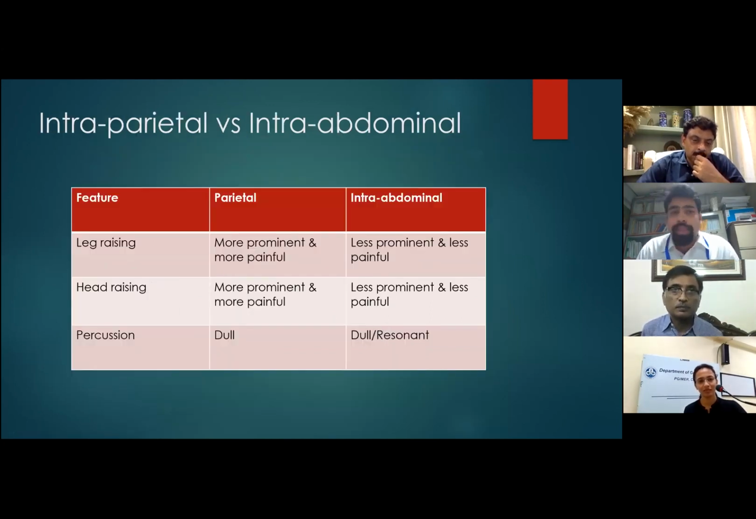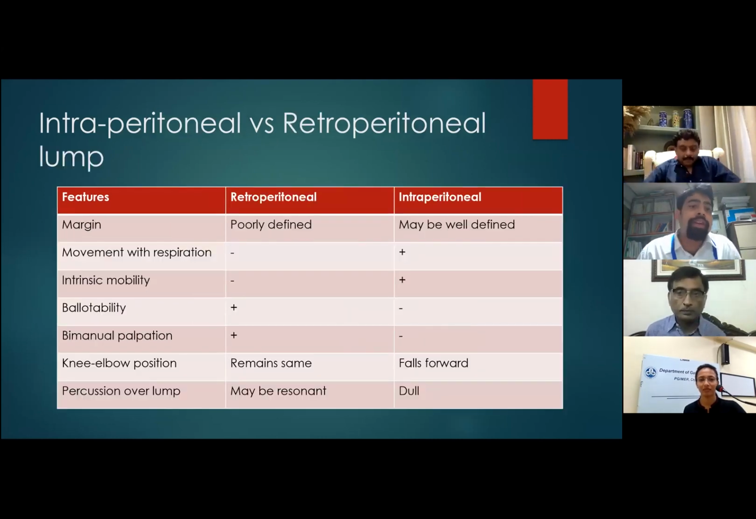Then once you have localized the lump, you need to differentiate between intraparietal and intra-abdominal lump. With the help of leg raising and head raising, parietal masses do become more prominent, less mobile, and more painful to touch, as evidenced by the eponymous signs, the Fothergill sign and the Carnett sign. And on percussion, they are usually dull, whereas an intra-abdominal lump can be either dull or resonant depending on what overlying structures are there.